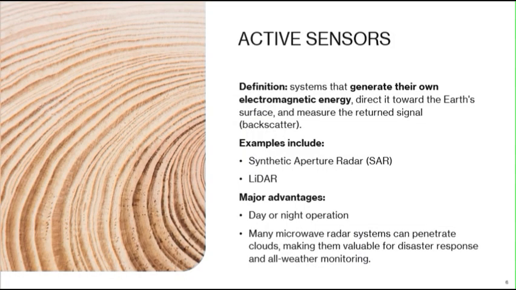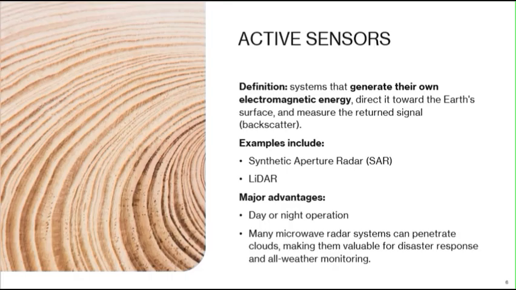And so let's talk about active sensors, systems that generate their own electromagnetic energy, direct it toward the Earth's surface, and measure the return signal, backscatter. Because the sensor provides the illumination, active systems are largely independent of solar illumination. And some examples of active sensors include synthetic aperture radars, otherwise known as SAR sensors, which we will discuss later in class, and LiDAR.